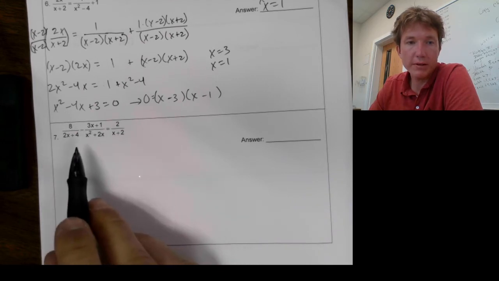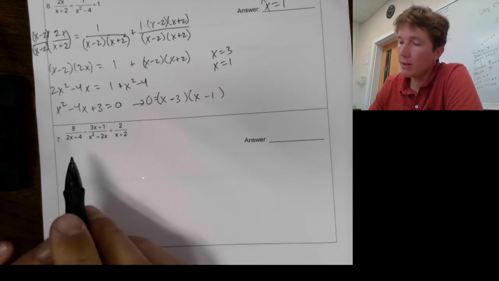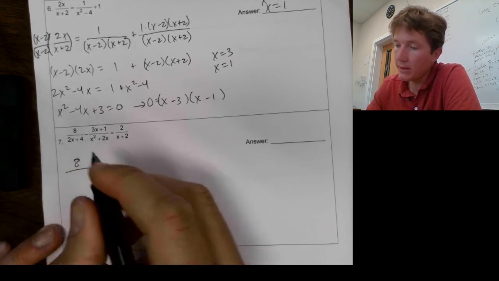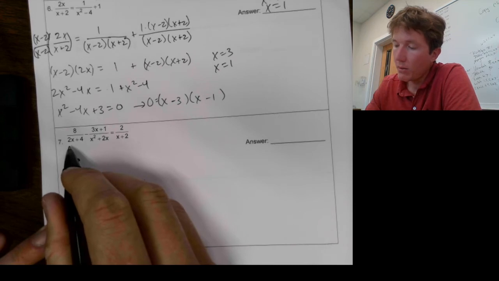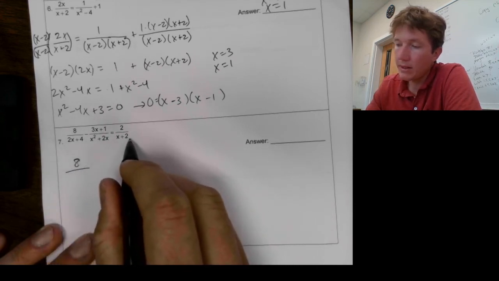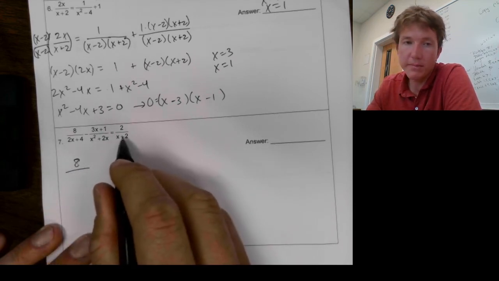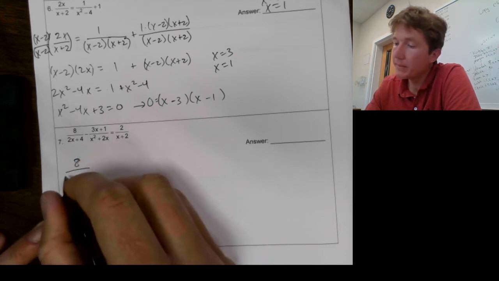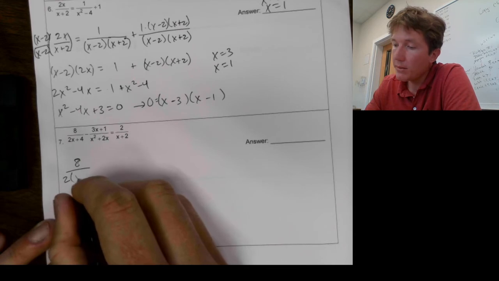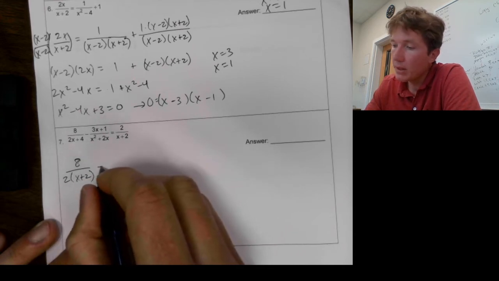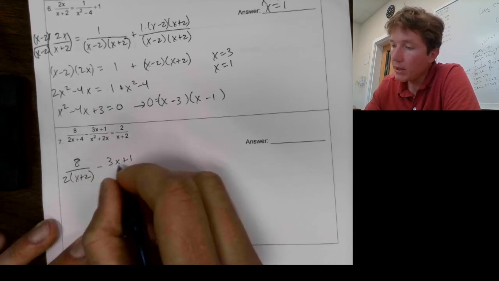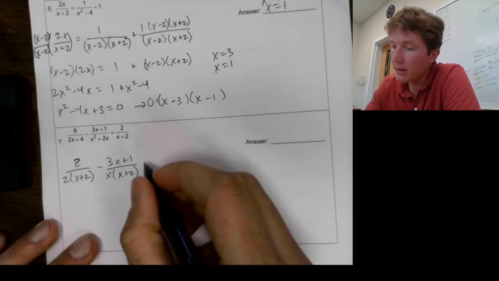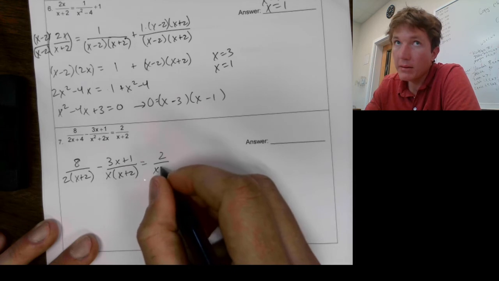I have this. Looks like I want to factor this already. So let's deal with this first one. This is 8 over, and I'll take out a 2 down here. Why do I want to take out a 2? Well, because I see this term right here. This is a nice linear x plus 2. If I took out a 2, I'd have x plus 2 right there. So this would be 2 times x plus 2 minus 3x plus 1. I'll factor out the x. Look at that. Equals 2 over x plus 2.